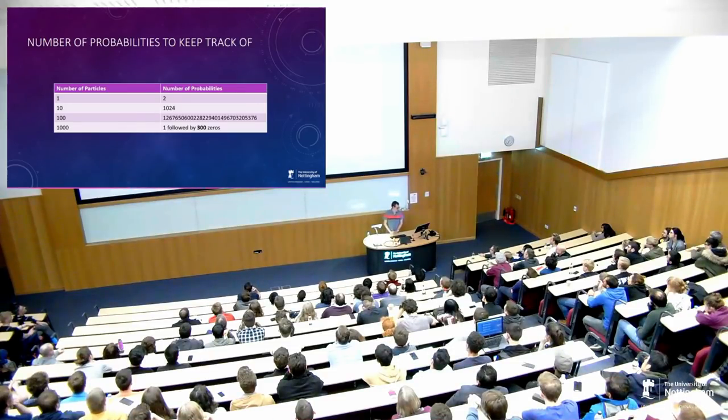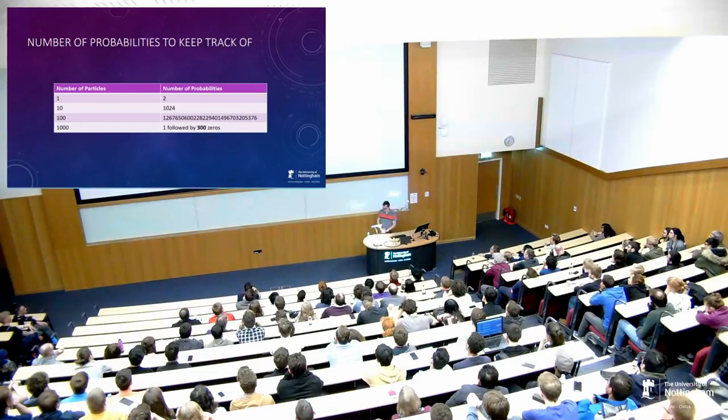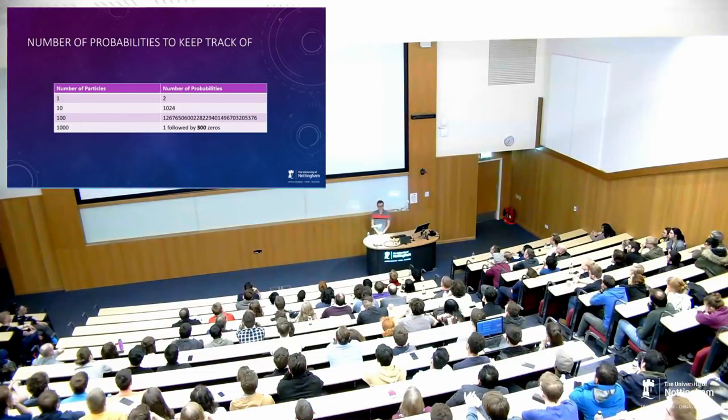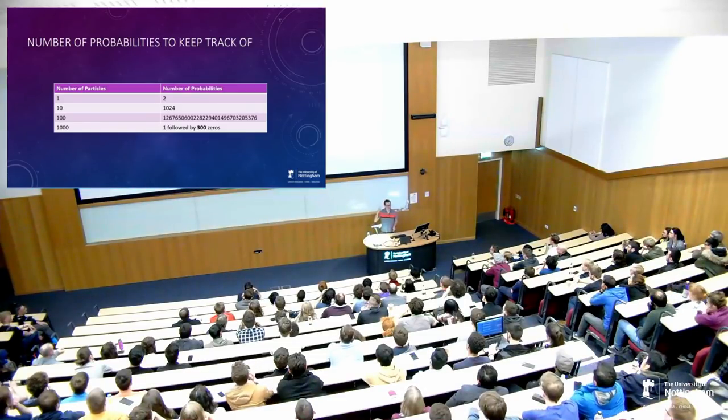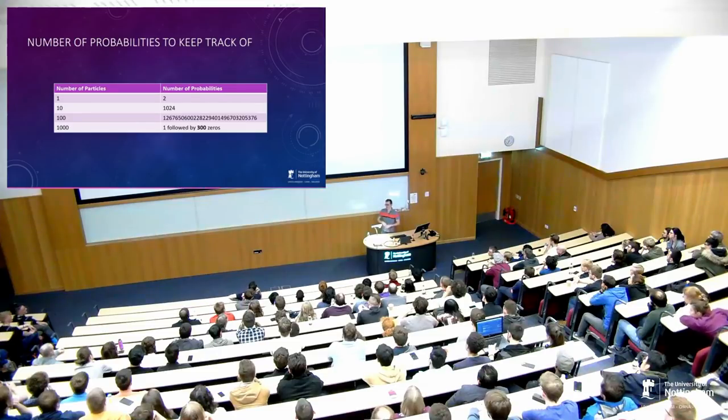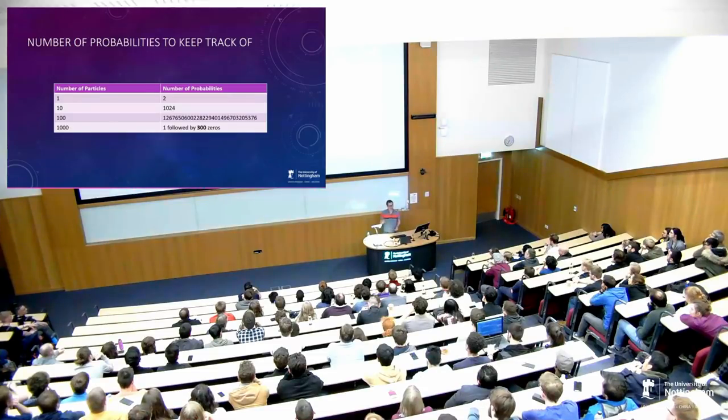For 1,000 particles, you'd have to model this with one followed by 300 zeros. Now, it may just seem like, oh, well, maybe we should just get bigger and bigger computers. If we just got a big computer to hold all these numbers together, we could do the computation. The problem is if you tried to take every single atom in the universe and dedicate that to building one giant computer, you actually would just run out of atoms.